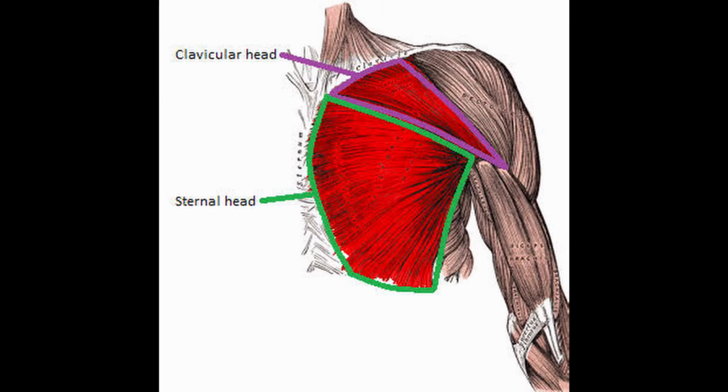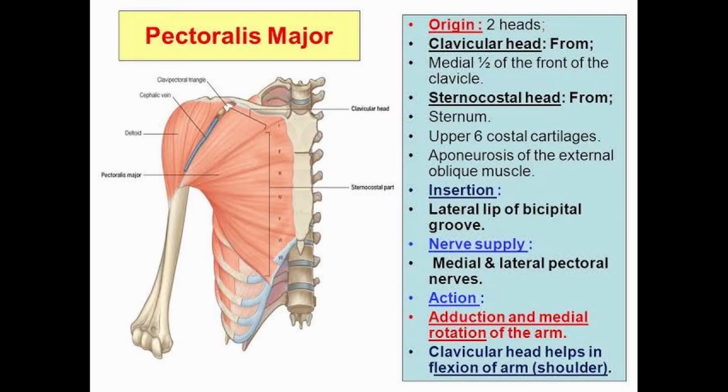In the pectoralis major muscle there are two heads, clavicular head and the sternocostal head. As you can see on the diagram, the pectoralis major muscle is showing in red color, on which the two heads are showing, clavicular head and the sternal head. On the upper part there is the clavicular head and in the lower part there is the sternal head. The clavicular head takes origin from the medial half of the front of the clavicle, and the sternocostal head is from the sternum, and costa is for the ribs. So upper 6 costal cartilages and aponeurosis of the external oblique muscles.